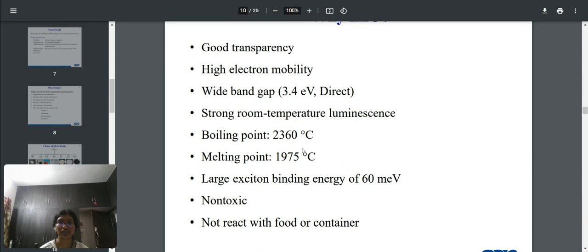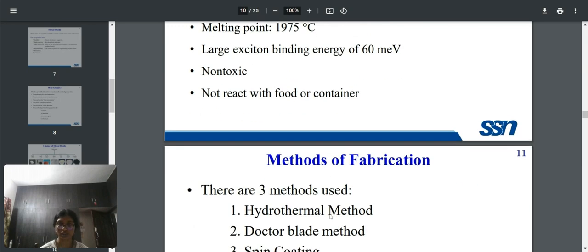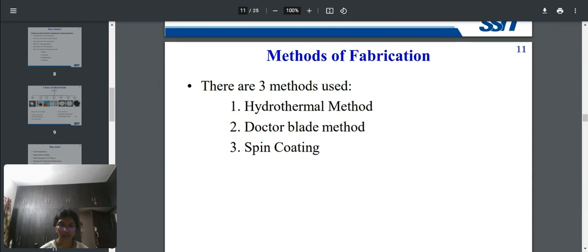Boiling point 2360, melting point 1975. It is non-toxic. Integration of ZnO with other metal oxide, NiO, further increases ZnO's sensitivity and moisture measuring properties. High specific surface area and more oxygen vacancies make ZnO more sensitive towards humidity and give it excellent performance.